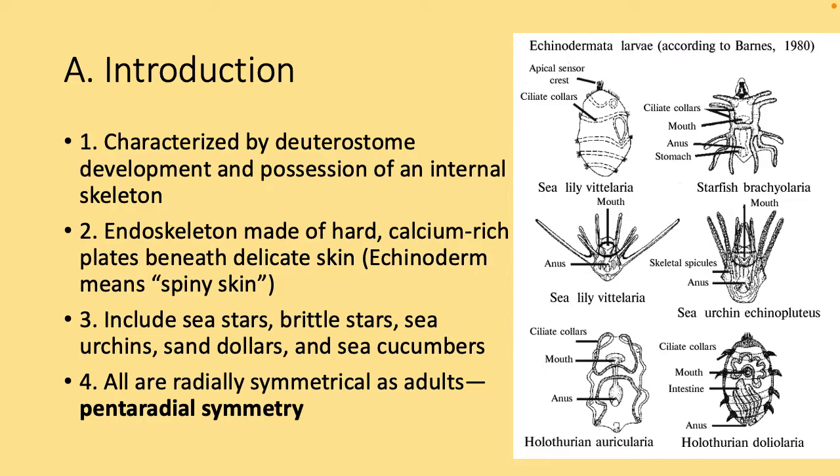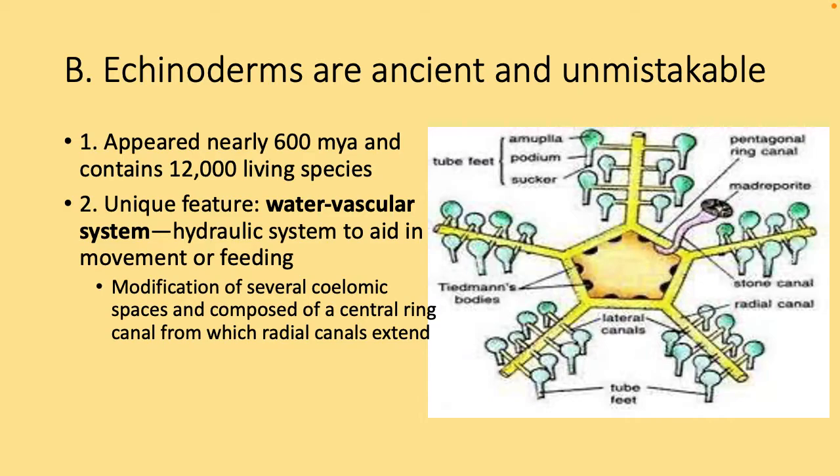Okay, echinoderms have been around for a really long time, and you can't mistake them for something else. There's about 12,000 living species today. One unique feature that they share is a water vascular system, basically a hydraulic system that they use to move. So it starts off with the madreporite, which you'll see when you dissect your starfish. Water will flow into the central canals, travel down the lateral canals to the tube feet, and just kind of using water to contract and move their arms.